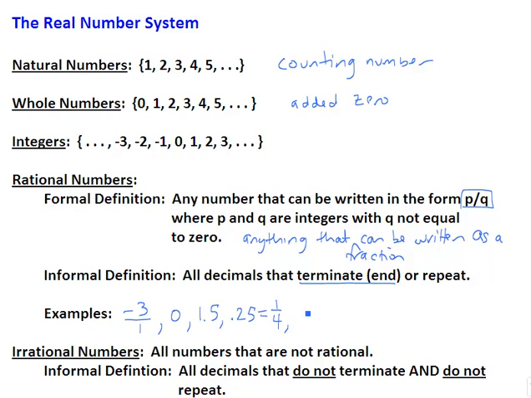Some other examples would be 0.3 repeating. 0.3 repeating repeats, so it fits our informal definition. It's also the same as the fraction 1/3. Some other examples, mixed fractions like 1 7/8, or even improper fractions, -13/5, would all be examples of rational numbers.